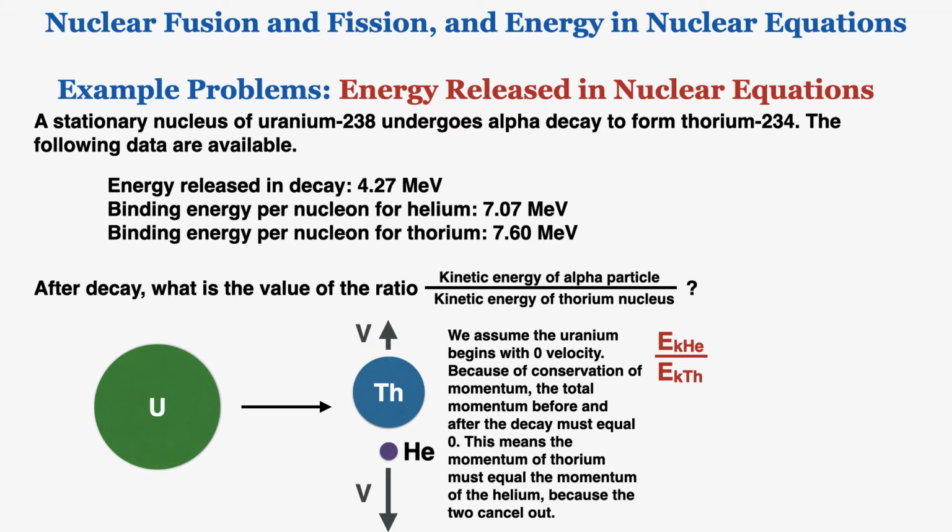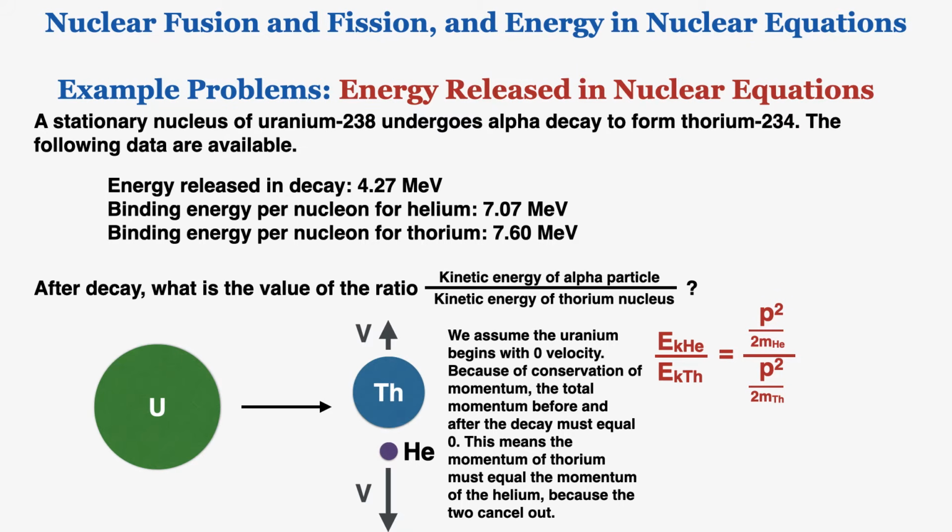We can say that the kinetic energy of the helium over the kinetic energy of the thorium is what we're looking for. And there's a special equation for kinetic energy that relates it to momentum, where kinetic energy is equal to the momentum squared over 2 times the mass. And I know that here the momentum of each individual object has the same magnitude, because they're canceling each other out to 0.